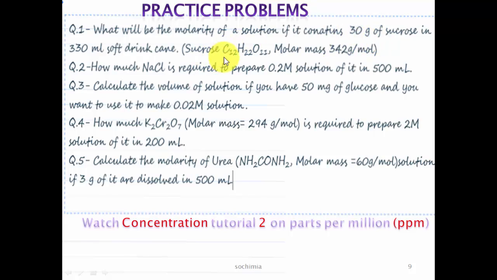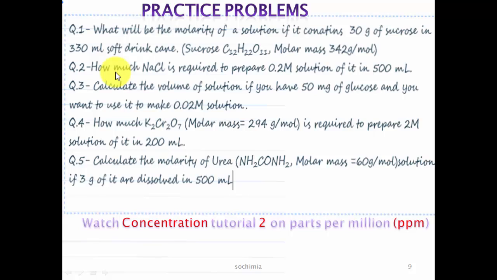And sucrose is C12H22O11 with a molecular mass of 342 gram per mole. So we have the molecular mass here, the mass of solute here, the total volume here, and we need to calculate the molarity. So a simple equation will be used. You can do it easily.